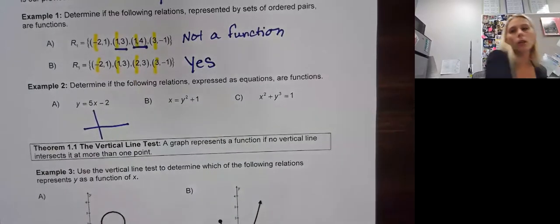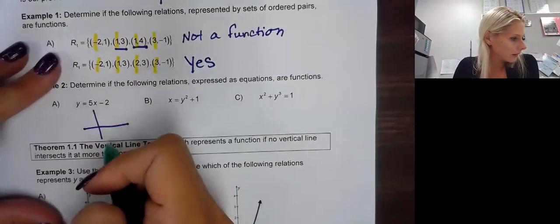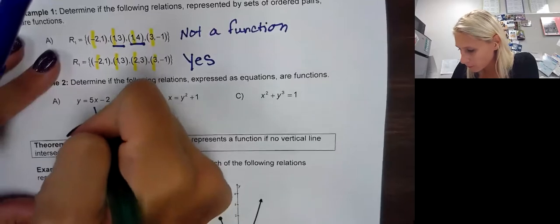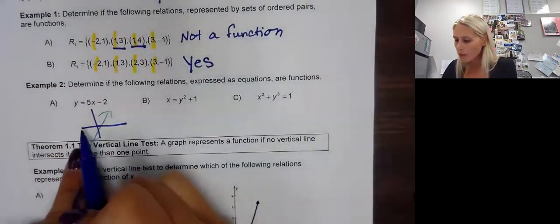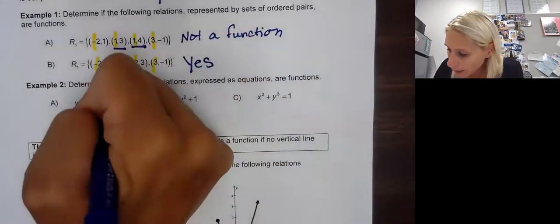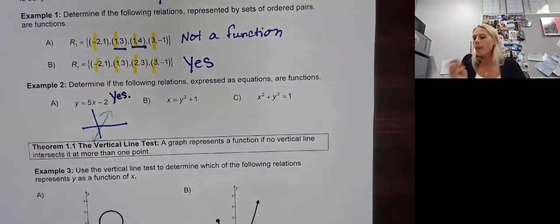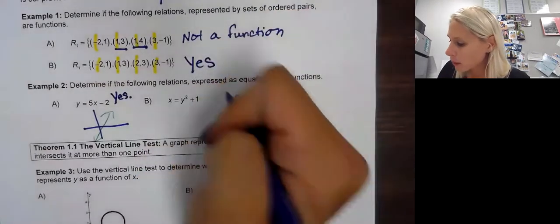Let me get another pen color so you guys can see that. So something like, the y-intercept's -2, so it's going to be something like this. And as you can see right here, for every x, there is only one y, okay? So yes, linear is a function. Okay, B, we have x equals y squared plus 1. Well, this is a little tricky because we know, okay, and I'm going to put this on the side.